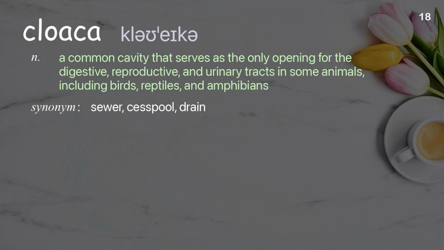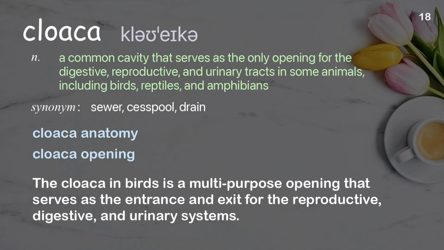Cloaca. A common cavity that serves as the only opening for the digestive, reproductive, and urinary tracts in some animals, including birds, reptiles, and amphibians. Examples: Cloaca anatomy. Cloaca opening. The cloaca in birds is a multi-purpose opening that serves as the entrance and exit for the reproductive, digestive, and urinary systems.